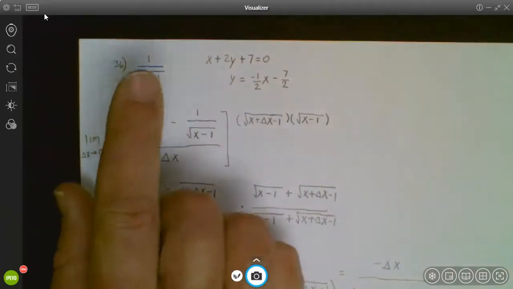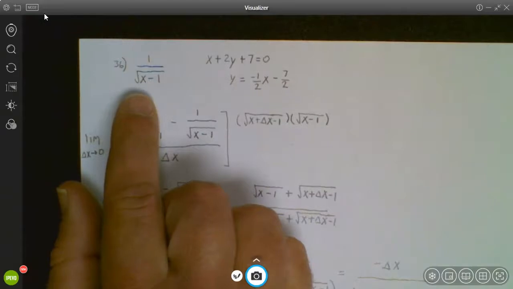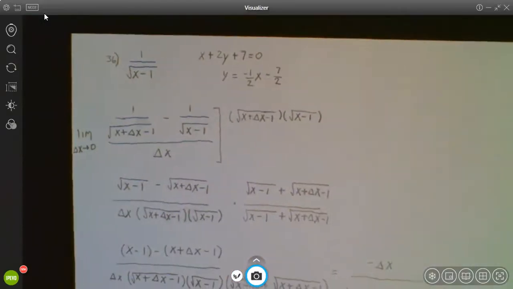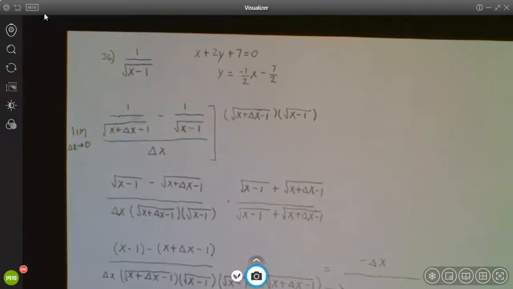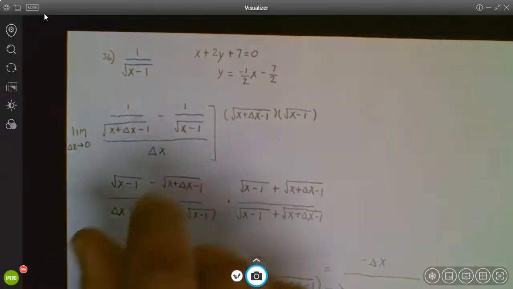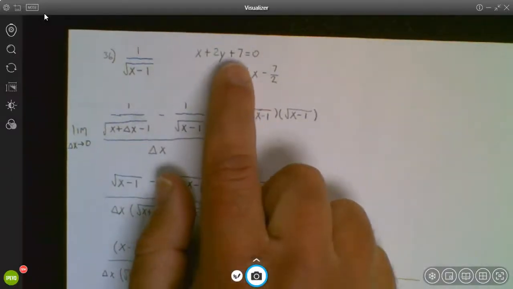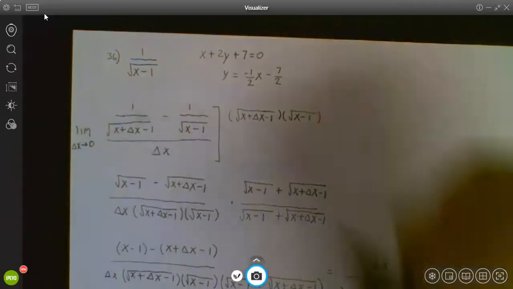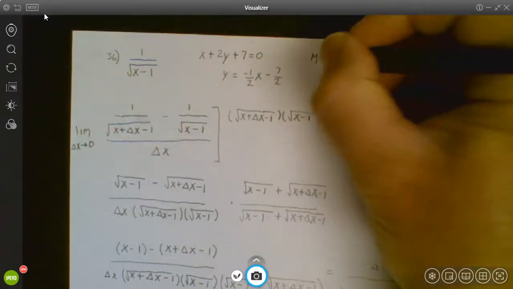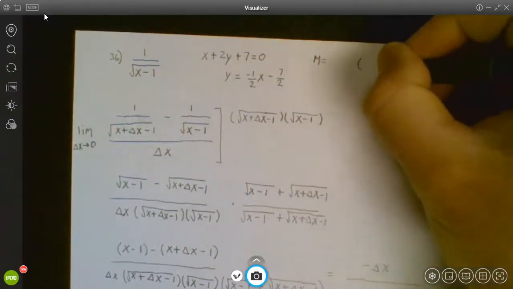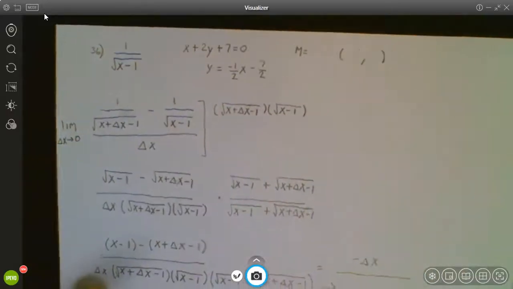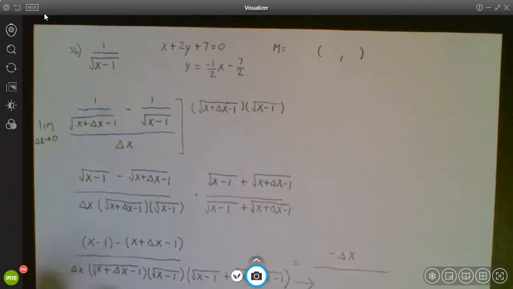They gave us the original function, looked like this, and then they gave us a line that looked like this. And what they were asking was for the equation of a tangent line that was parallel to that line right there. Okay, so keep in mind, first things first, anytime you're looking for the equation of a tangent line, you need three things. You need a slope, you need an x-coordinate, and you need a y-coordinate, right? Because if you have a point and a slope, you can then plug this into the point-slope formula and get the equation of the line.